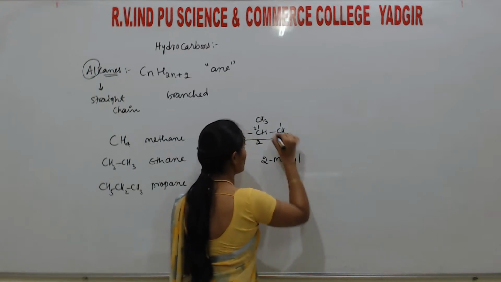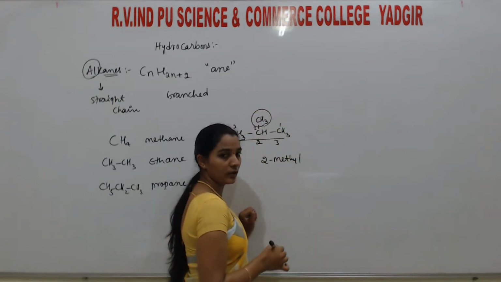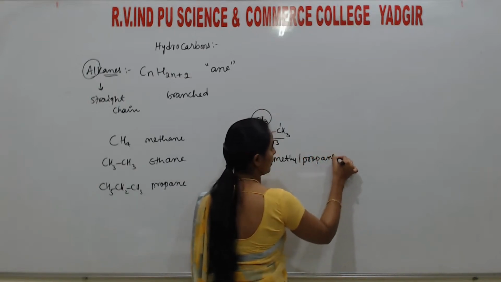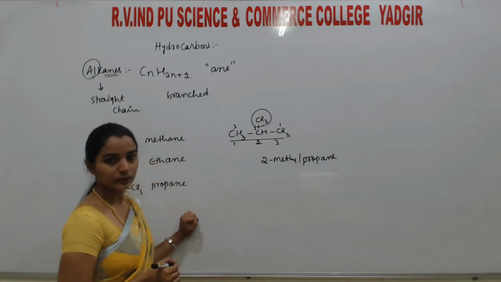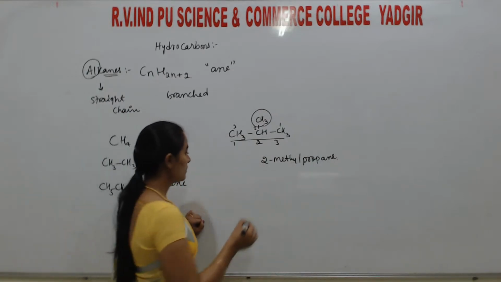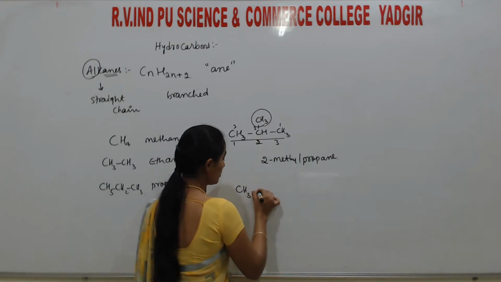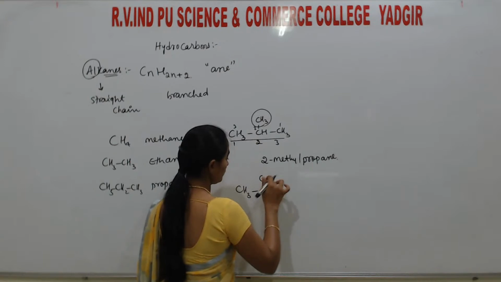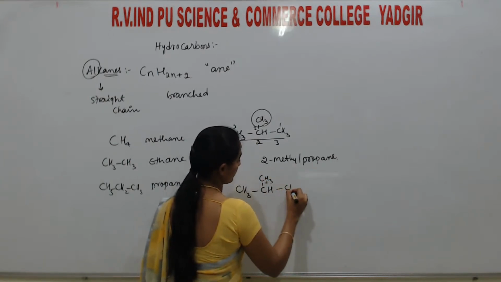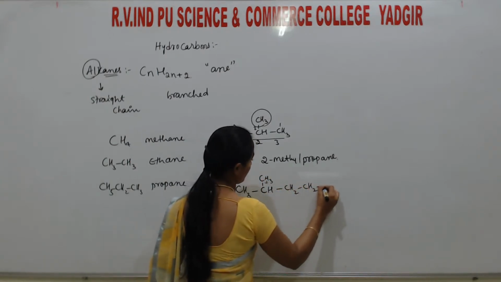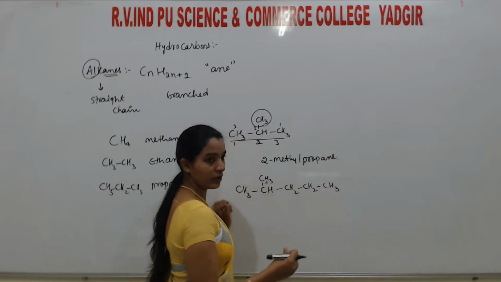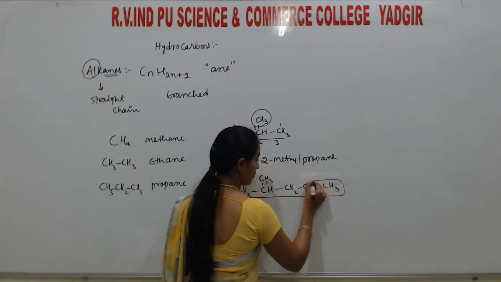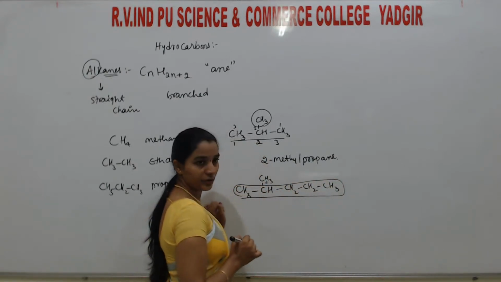2-methyl. This group is called as what? Methyl group. 2-methyl propane is the name of the compound. Correct? So another one, if you want to take CH3, CH, so this type of compound, no doubt this is the parent chain. And this one is the substituent.